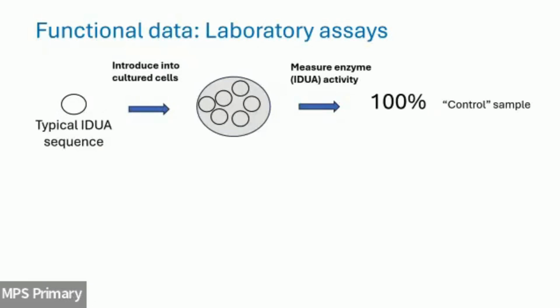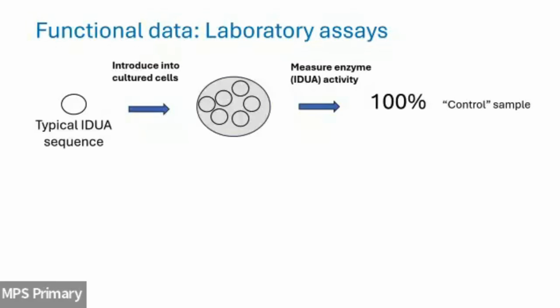So another type of data that we use is called functional data. And when we are working within the expert panel, we're not actually doing any lab experiments ourselves. We're basically collecting data from different publications and so on. But some of the publications that we would use are reporting functional data.